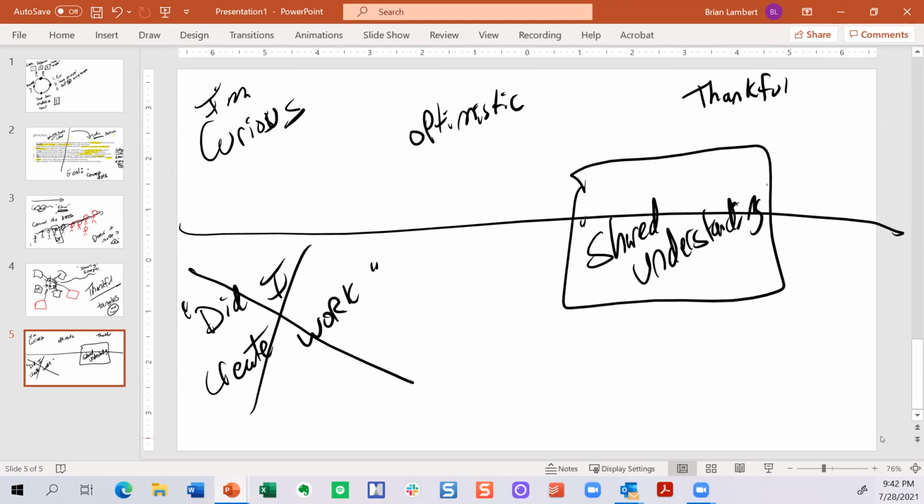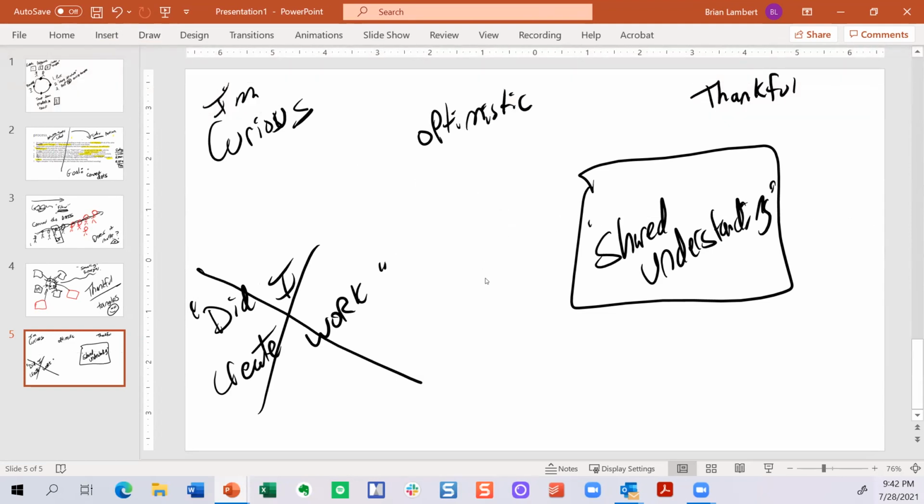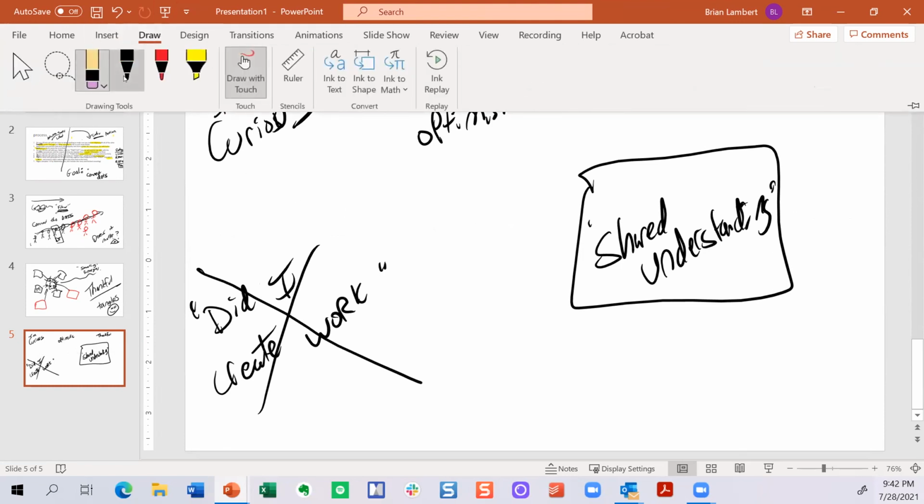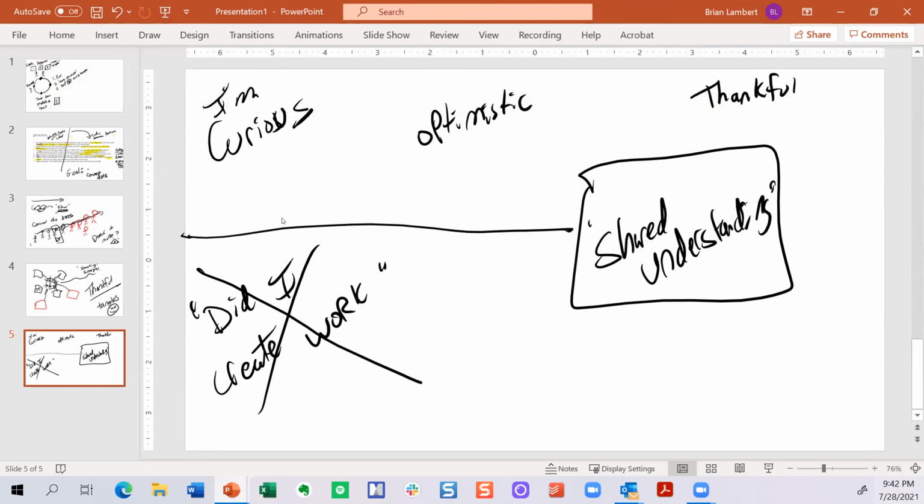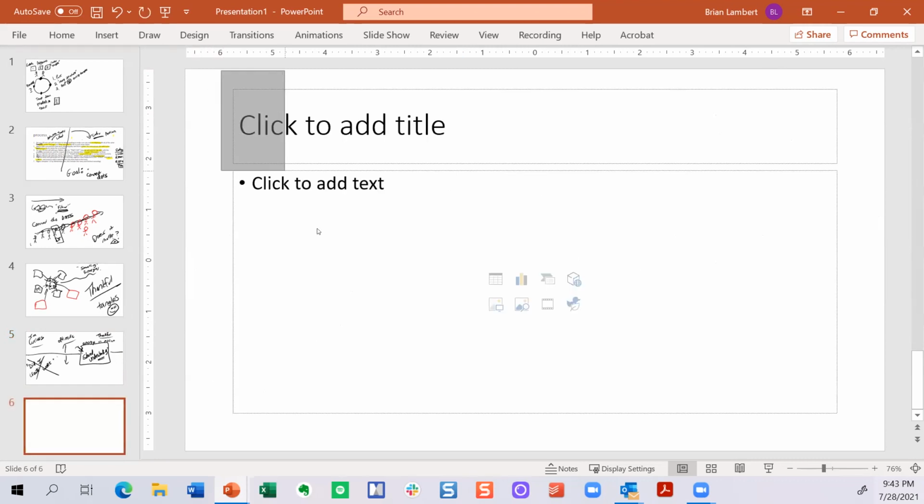So what are we creating by connecting the dots? Shared understanding. So I feel like I need to erase this little thing in here. So shared understanding is going to emerge now. So what does that do, right? So I have shared understanding. This is above the line and below the line. Above the line, I'm curious, I'm optimistic, I'm thankful. By participating and putting energy in motion, and motion into this process, we're going to create some shared understanding, and I've got to keep my negative thinking in check. So what will be created? I don't know.